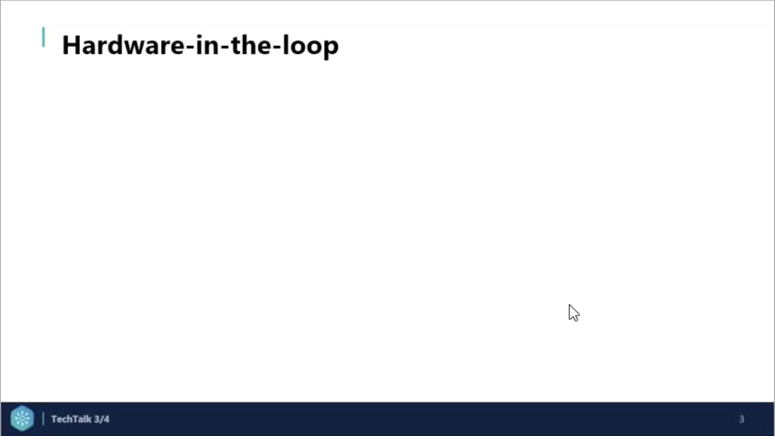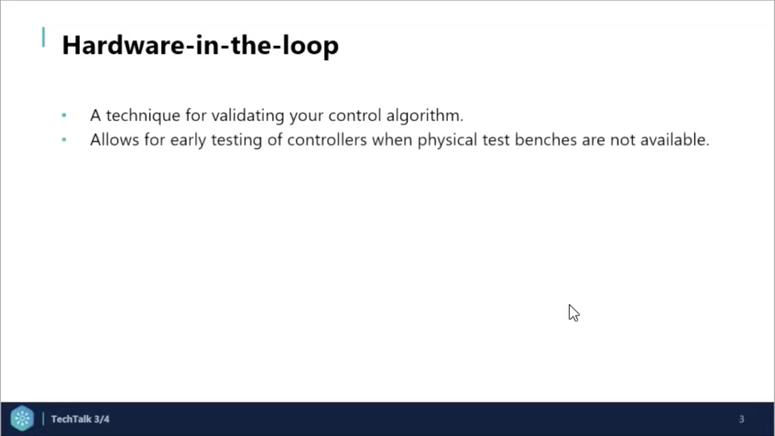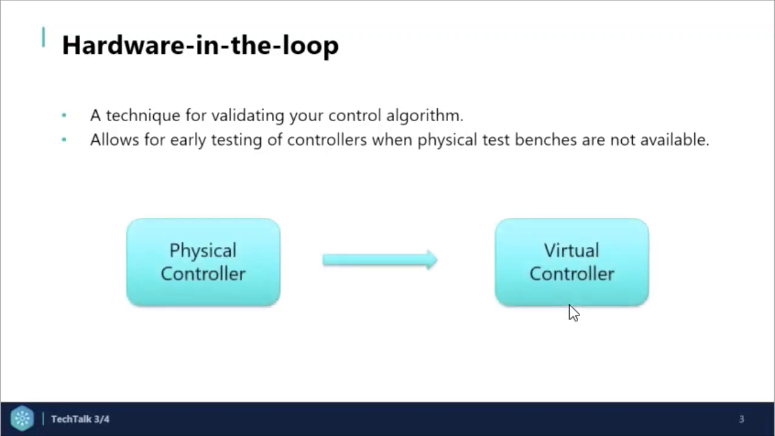Now let's dive into the concept of HIL. HIL is a technique for validating your control algorithm. HIL allows for early testing of controllers when physical test benches are not available. Basically, all we do is replace a physical controller with a virtual controller.